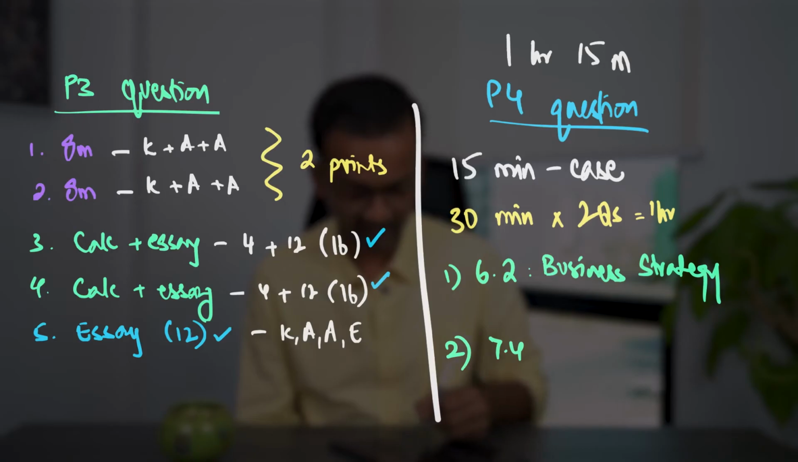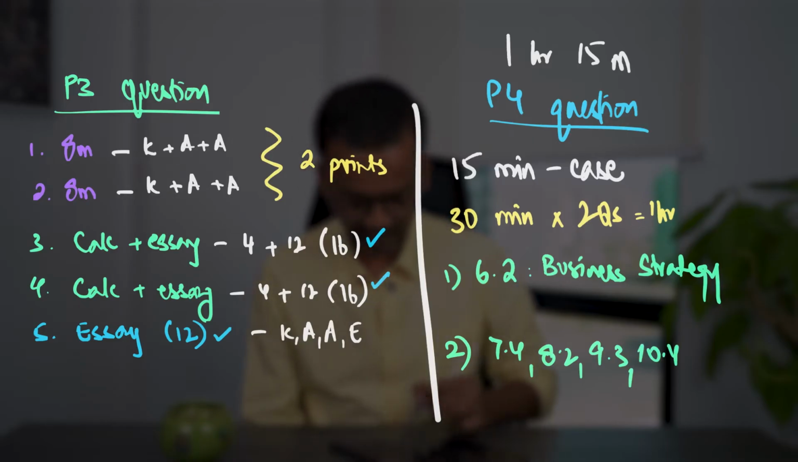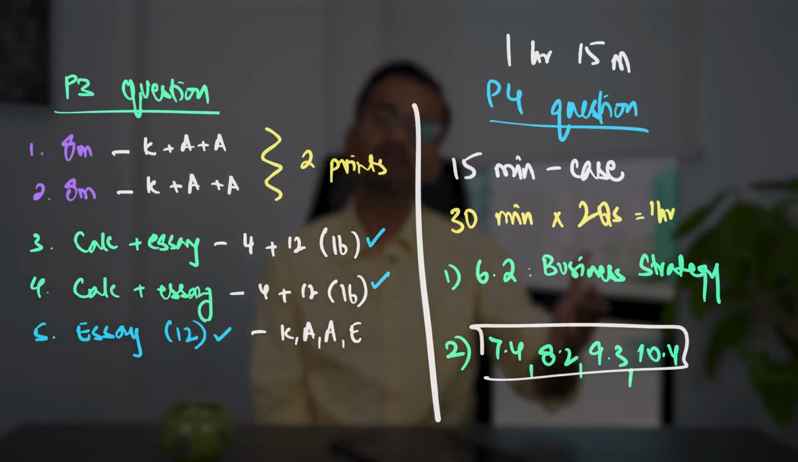So that's 7.4, which is HRM strategy. That's 8.2 marketing strategy, 9.3 operations strategy, and 10.4 finance strategy. It could either be a combo of all 4, which is what we've seen in the specimen paper. If you've seen it, it's called Devinis Limited, and that's where they ask you about commenting on the entire business strategy, which includes commenting about how well the marketing went in the past, operations, etc.